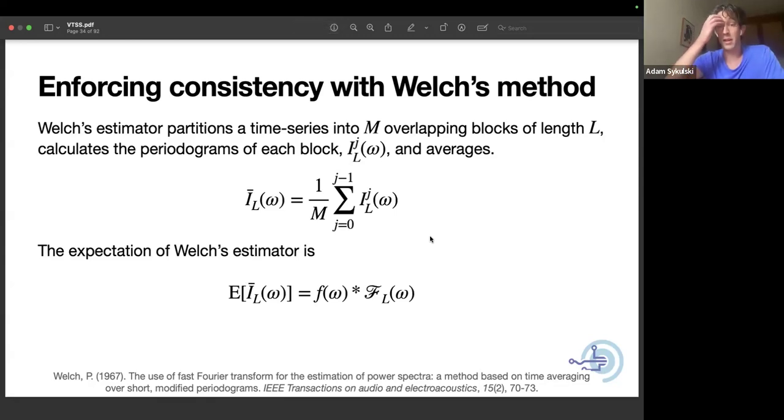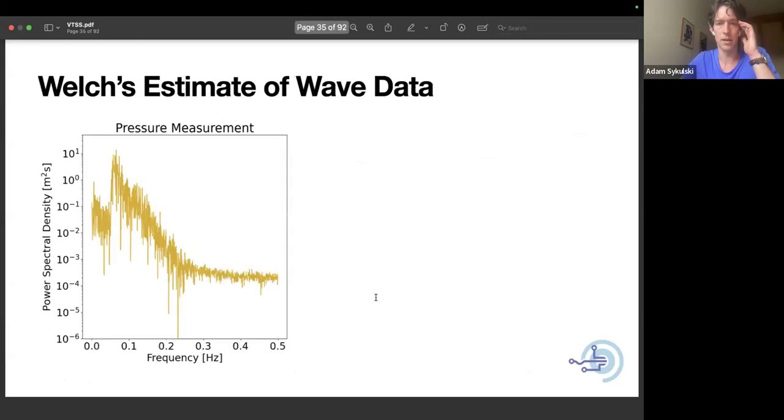So Welch's estimator, this is it in an equation. It does this, as I showed you in this figure, averaging over our blocks. Now the expectation of Welch's estimator is actually going to be the true spectral density convolved with some curly f, which I'm going to come back to later. So we can try and characterize the bias of Welch's method by quantifying it as a convolution, right?